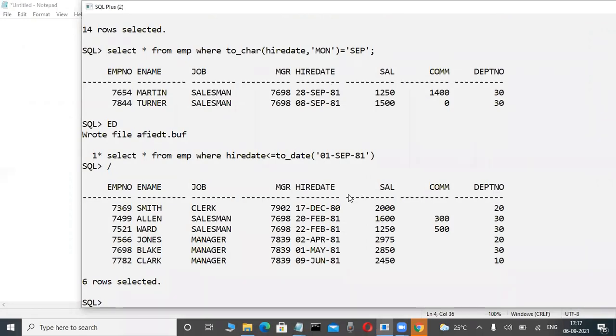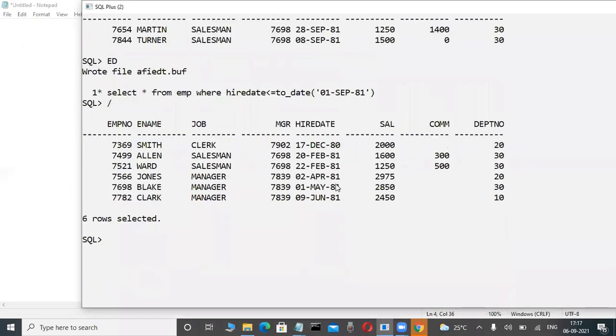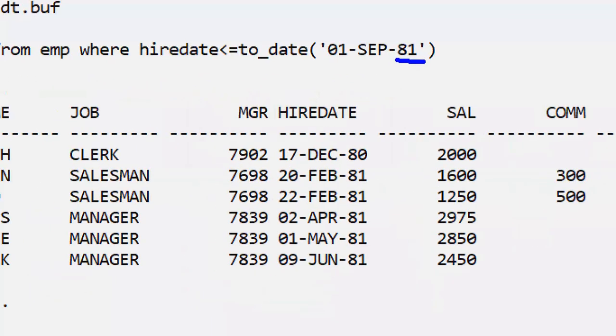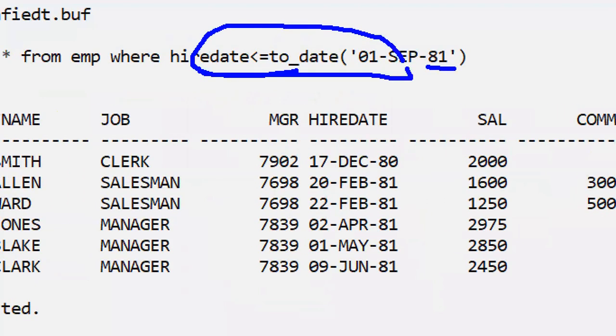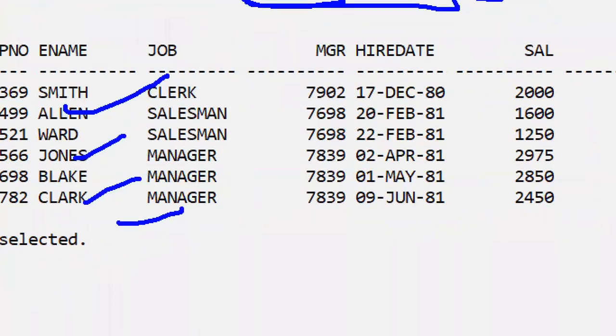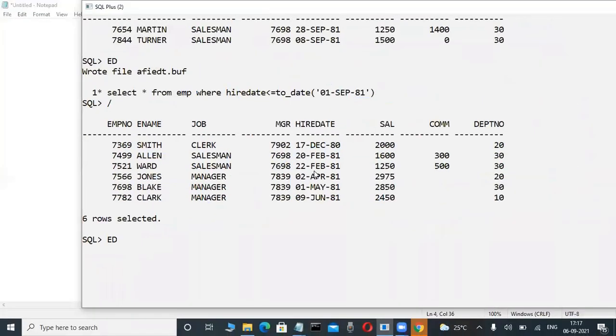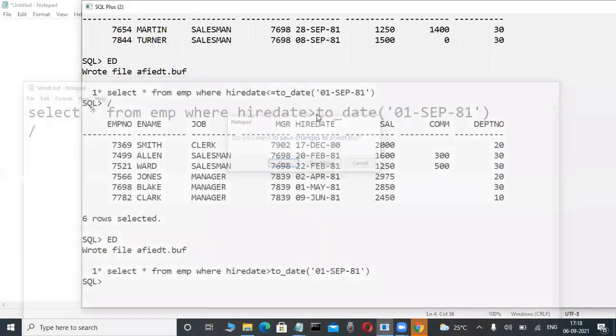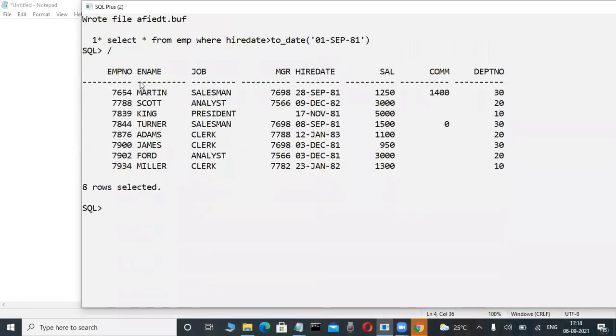Before September only, whichever employees joined before 1981, that data is there in my table. I'm just writing a query. How it fetches, we are learning in the future. Some data will be retrieved. Similarly, suppose I want only the data after September of 81; some other type of data is retrieved. These are the types of queries we are using.